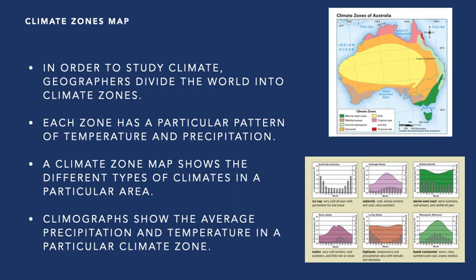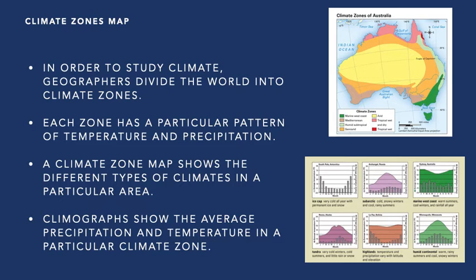The next type of map we are going to be talking about is a climate zone map. And in order to study climate, what is climate? Before we can talk about studying climate, what is climate? Climate is just the long-term patterns in weather in a particular area. And now that you know what climate is, we can go back to how we study climate.